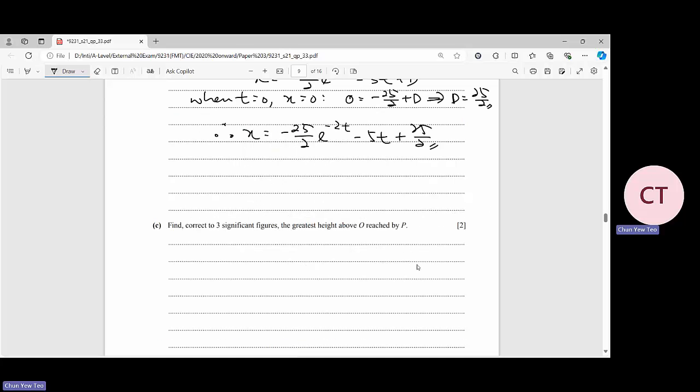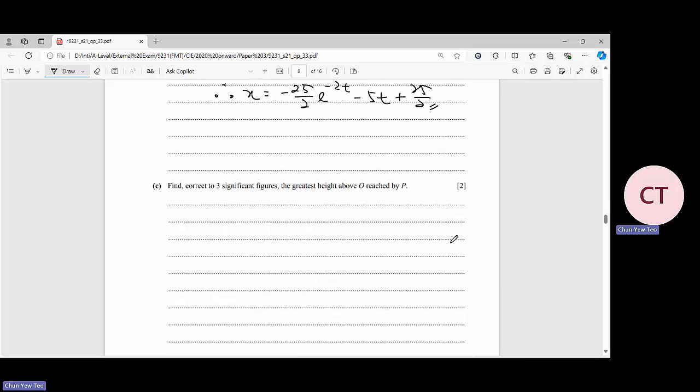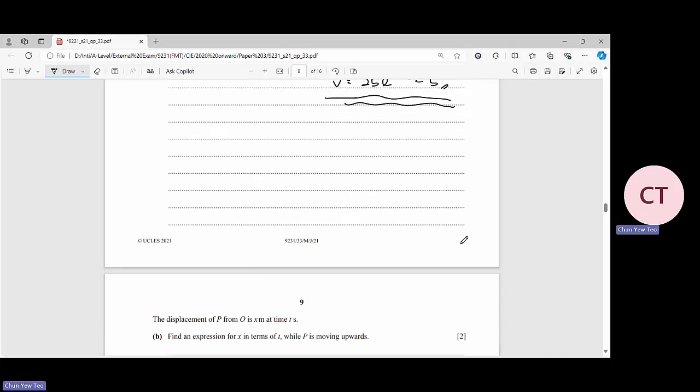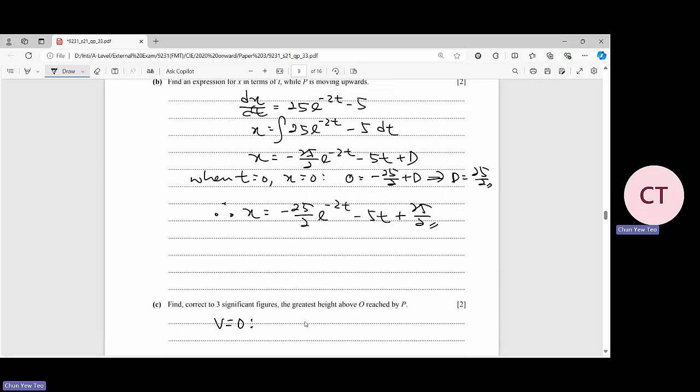Then after that, for question C, we want to find, correct to three significant figures, the greatest height above O reached by P. So to reach the greatest height, your v must be 0. Okay, to reach the greatest height, your v must be 0. So if v is 0, from this equation over here, you get 0 equal to 25 e^(-2t) minus 5.